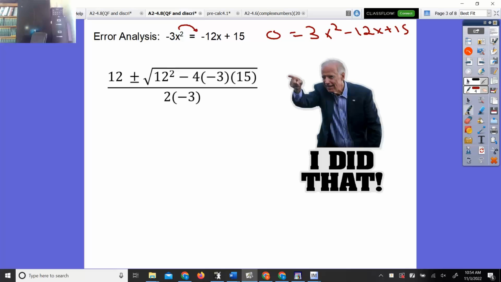What's wrong? He still has the A's as negatives. What should they be? Positive. There's one other little thing that might be thought of as a problem. This piece right here is opposite B. That's going to be positive 12, right?